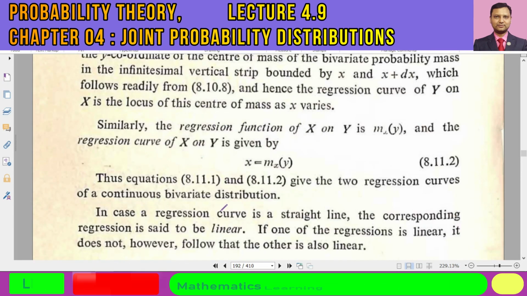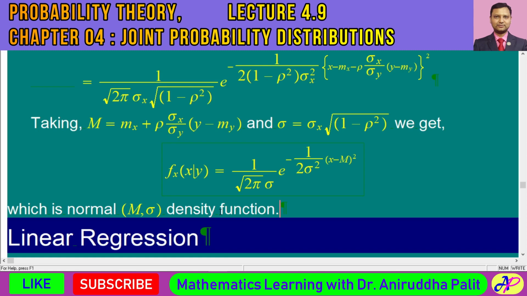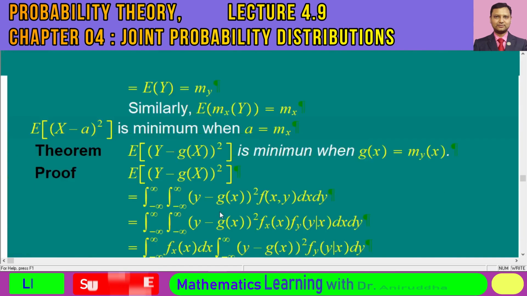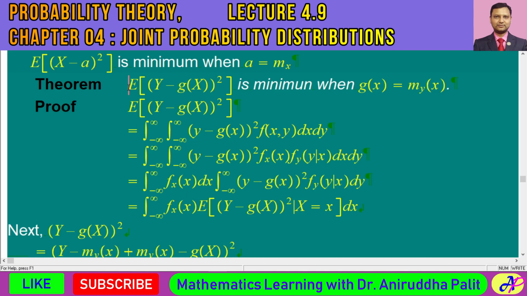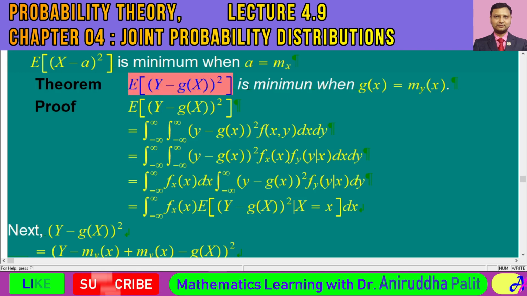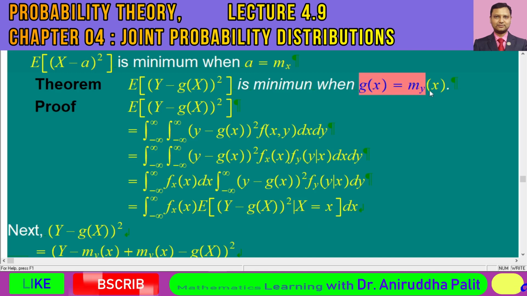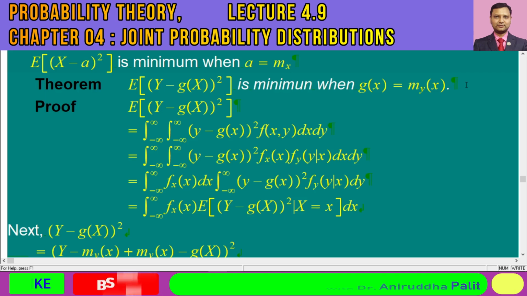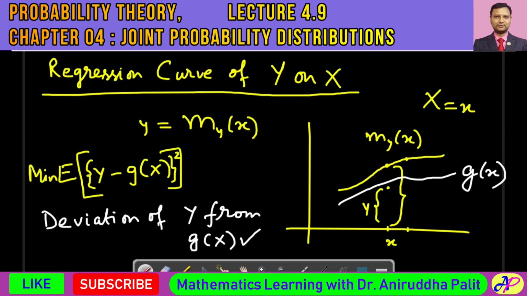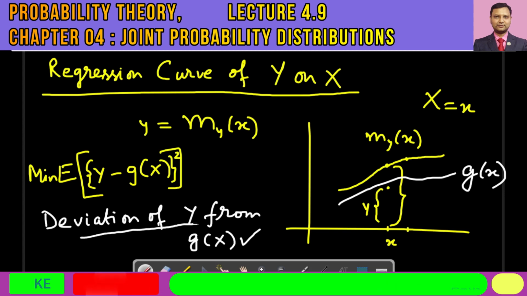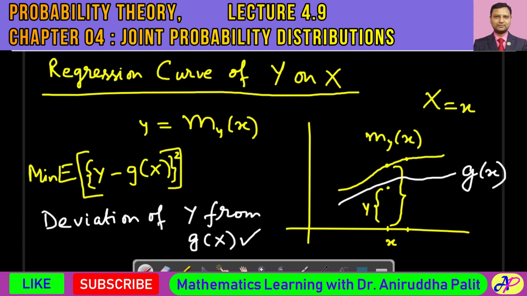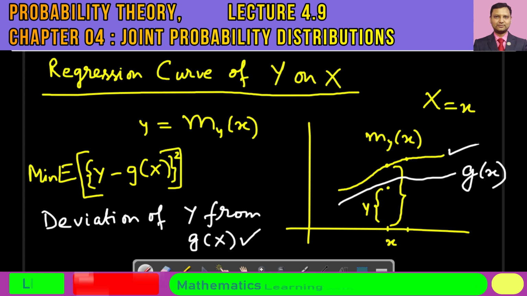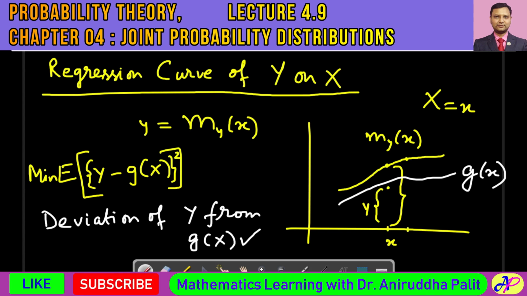Over here, this property: the expectation of (y minus g(x)) whole square is minimum when g(x) is equal to m_y(x). This property is called the minimum property, and the geometric interpretation of the minimum property is that the deviation of y will be minimum when this deviation is taken about this regression curve of y on x.